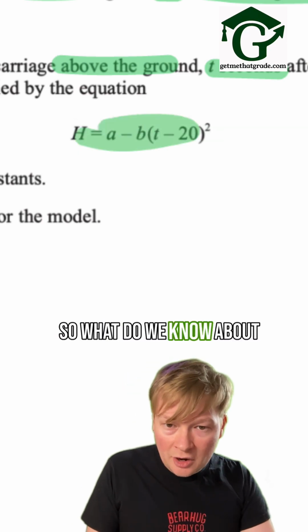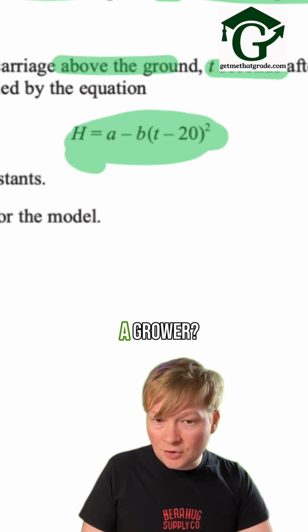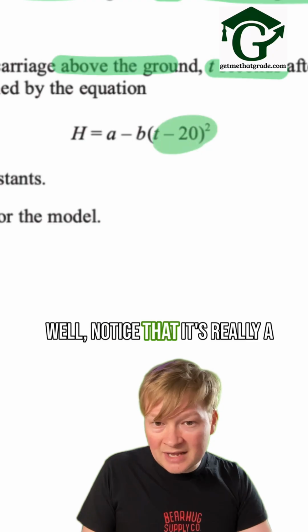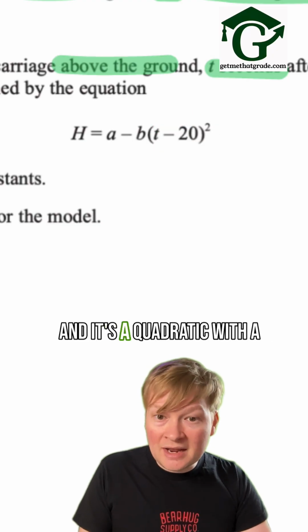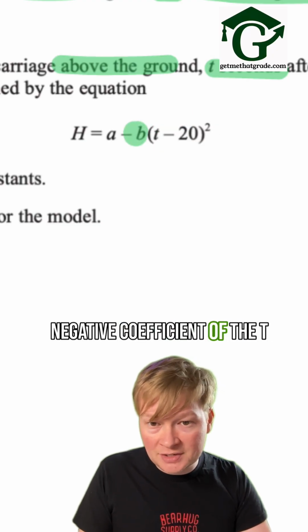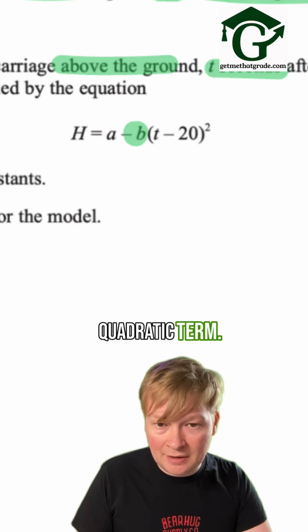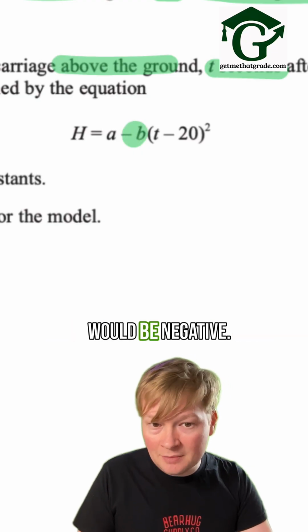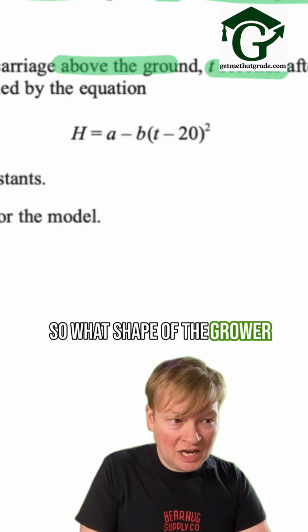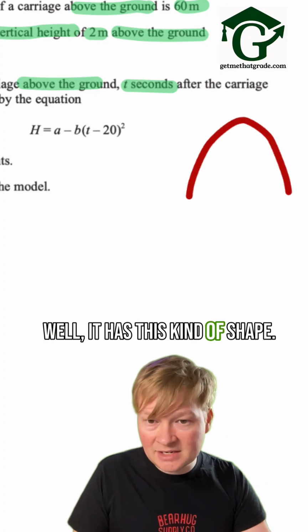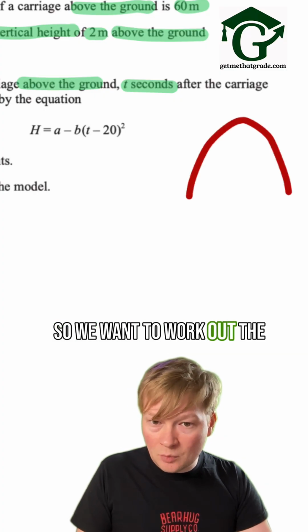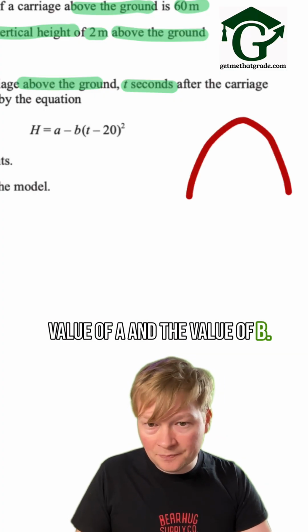So what do we know about what this model looks like as a graph? Well, notice that it's really a quadratic, and it's a quadratic with a negative coefficient of the t squared term, of the quadratic term. Because b is positive, minus b would be negative. So what shape of the graph does this have? Well, it has this kind of shape. So we want to work out the value of a and the value of b. How can we do that?